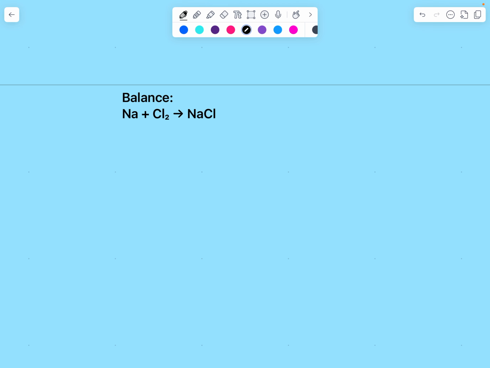Na plus Cl2 is going to form NaCl. Chlorine is diatomic. So, I have 1 Na. Na equals 1 on the left. Chlorine equals 2 on the left. Na equals 1 on the right. Cl equals 1 on the right. Okay, so Na is balanced, chloride is not.